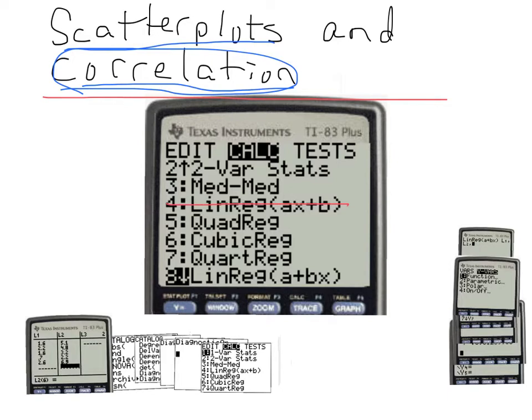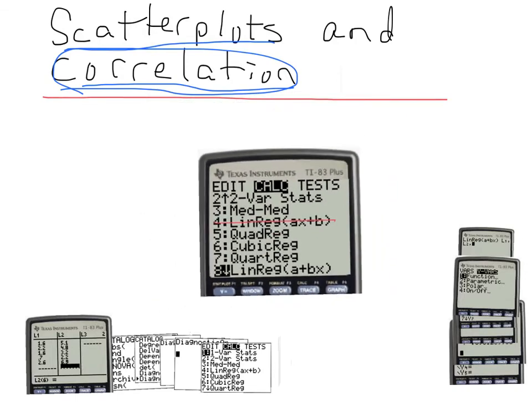Now I understand, again, that truly there's no difference between linreg ax plus b and the one I'm asking you to do, linreg a plus bx. But we will always use linreg a plus bx, mostly because b for us is going to always equal slope. And it's important to keep our letters straight because we have a lot of letters acting as variables and it gets very confusing. So again, we'll always go to linreg a plus bx.